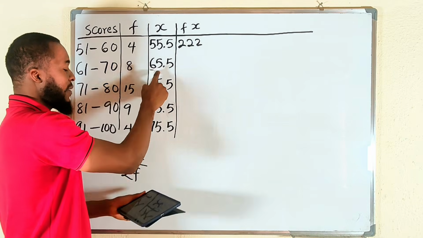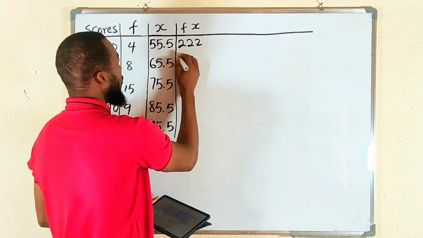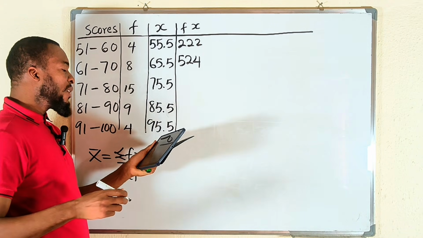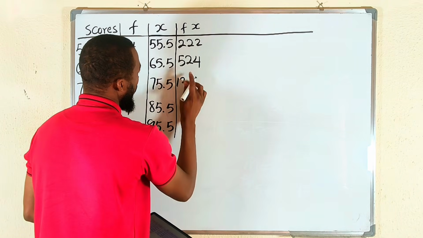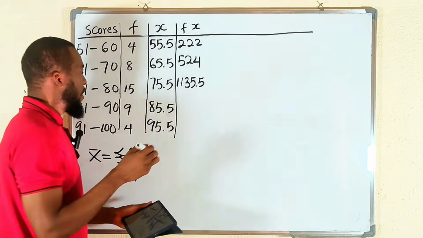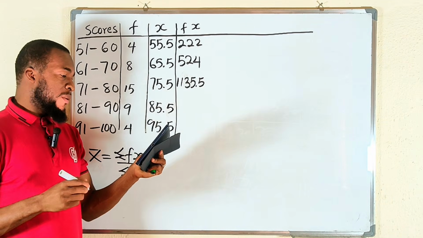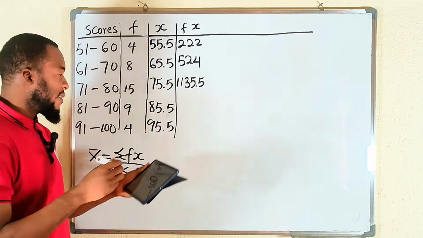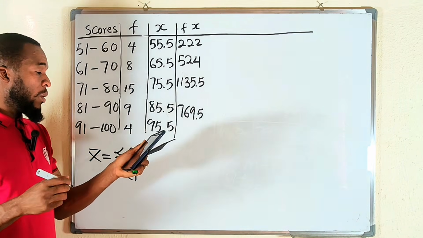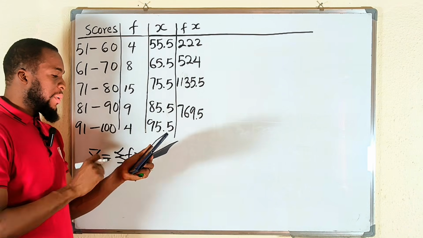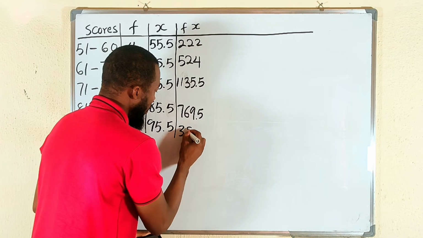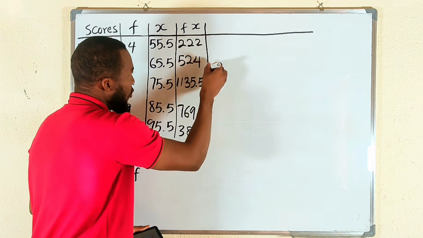This time this is going to give us 524. This time this is going to give us 1135.5. Then 9 times 85.5 is going to give us 769.5. And lastly, we have 4 multiplied by 95.5, which is going to give us 382. So we are done with this one.